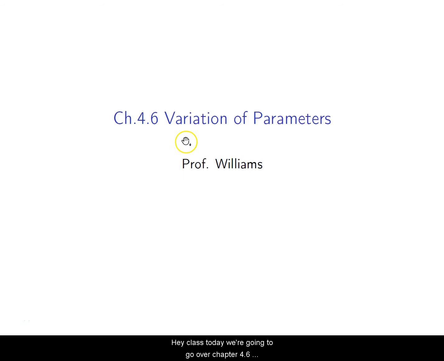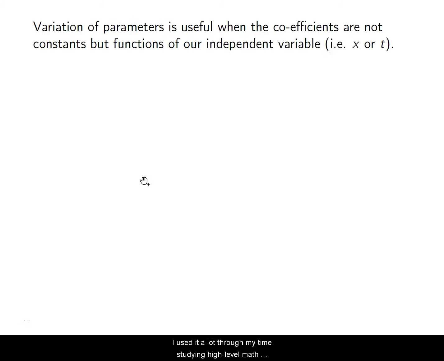Hey class, today we're going to go over chapter 4.6, variation of parameters. This is a pretty useful method. I used it a lot through my time studying higher level math. It's one of the more common methods of solving differential equations. It's very useful when we have coefficients that are not constants, but functions of whatever our independent variable is.